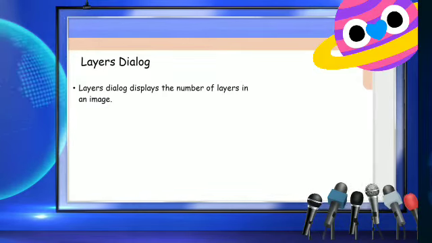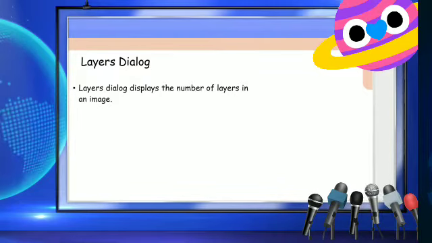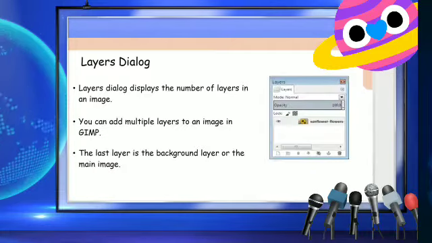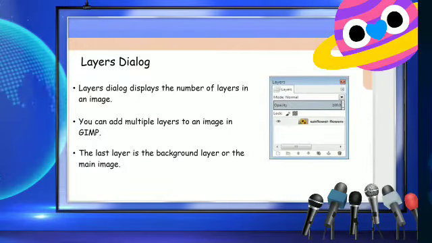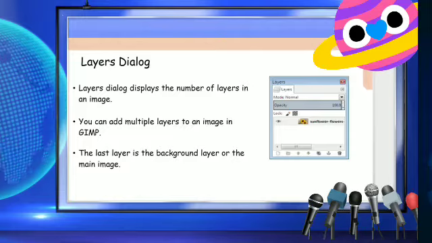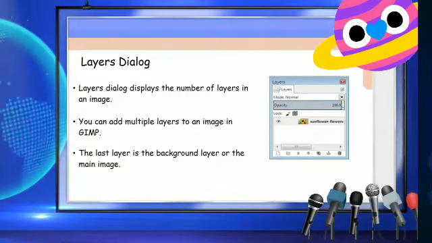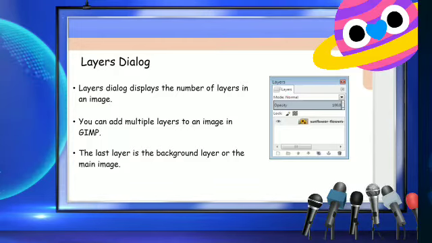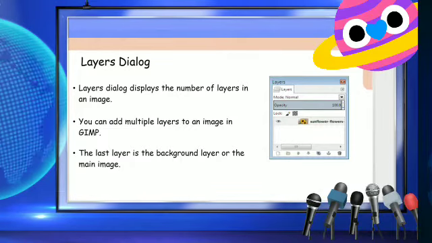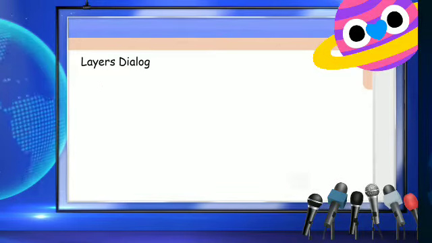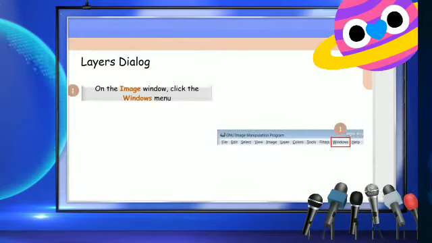Dialogue. The Layers dialogue displays the number of layers in an image. You can add multiple layers to an image in GIMP. The last layer is the background layer or the main image. So we can work with layers. Students, layers are very important in GIMP because we can arrange each and every layer on each other.